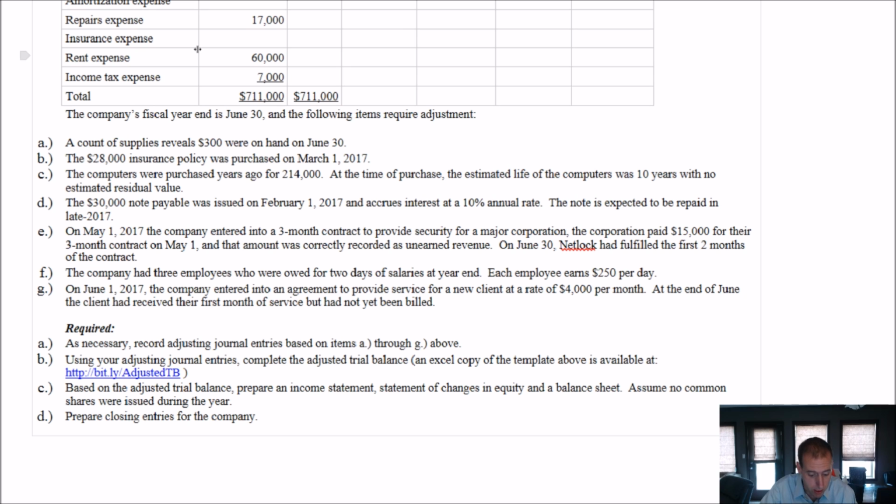So it lists that the company's fiscal year end is June 30th, and the following items require adjustments: A, B, C, D, E, F, G, and part A is what we're going to tackle here. We're going to do those adjustments. So as necessary, record adjusting journal entries for A through G above, remembering that our fiscal year end is June the 30th. We're going to do a bunch of journal entries dated June the 30th, starting with A.